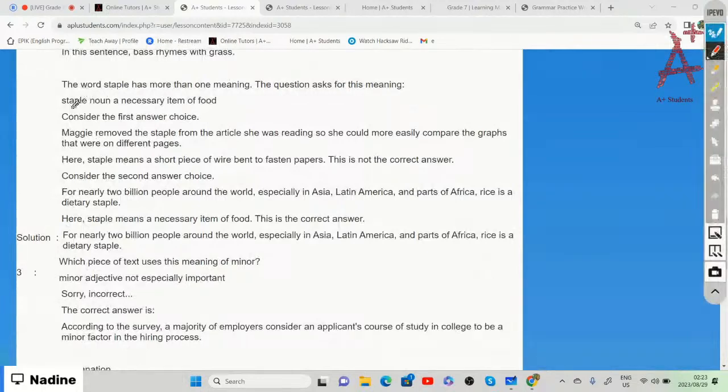Then we also have another one. "Maggie removed the staple from the article she was reading so she could more easily compare the graphs that were on different pages." So there we have another word, staple. She removed the staple from the page, right? In this case, the meaning of staple is a short piece of wire bent to fasten papers. So we have staple, which is a necessary food item, and now we have another staple, which is a short piece of wire bent to fasten papers.